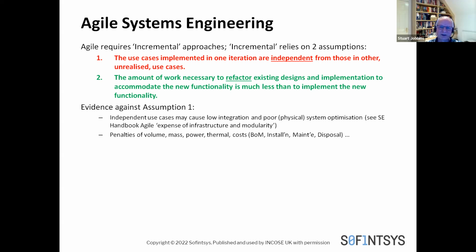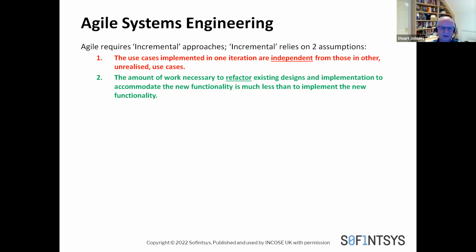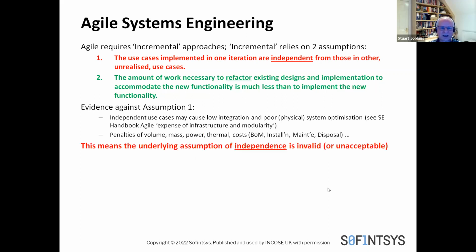That's even documented in our own SE handbook, the expense of infrastructure modularity. We can attempt to make things more independent, but there's a compromise to be had in what we achieve in terms of product. And that's usually penalties in volume, mass, power, thermal. These are the things that you see in the Agile systems engineering type view of life. So that means that largely the underlying assumption of independence is invalid for my context of complex physical or cyber physical systems.